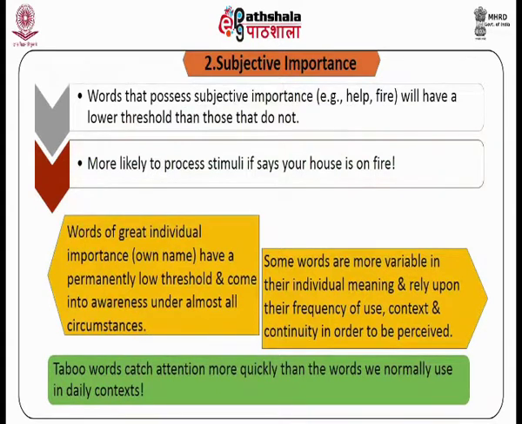Subjective importance. Words that possess subjective importance will have a lower threshold than those that do not. You are more likely to process the stimuli if it says your house is on fire. Words of great individual importance, such as your own name, will have a permanently low threshold and will be able to come into awareness under almost all circumstances. On the other hand, some words are more variable in their individual meaning and rely upon their frequency of use, context, and continuity with the attended message in order to be perceived. Interestingly, taboo words catch our attention way more quickly than the words we normally use in daily contexts.